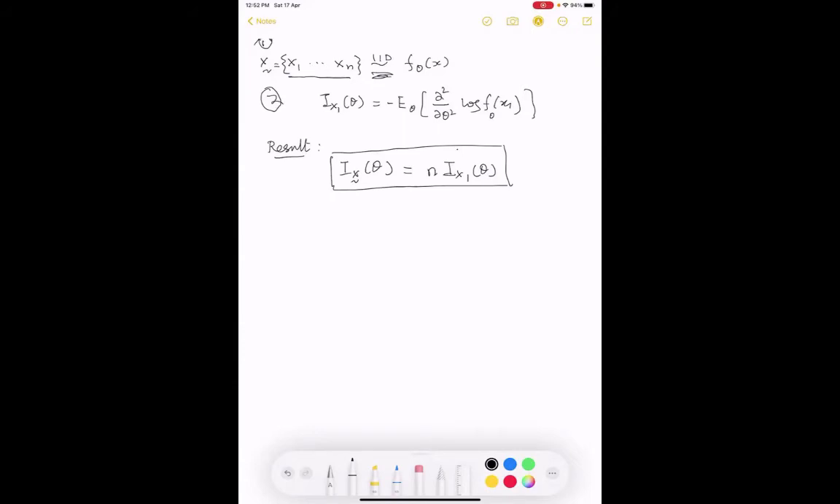At least I remember we were asked to prove that they're independent, not identical. I think in that case it will be I_X1(theta) plus I_X2(theta) plus ... plus I_Xn(theta). So if you drop the identical assumption but keep the independence assumption, then I think it will be something like this, if I'm not majorly mistaken.